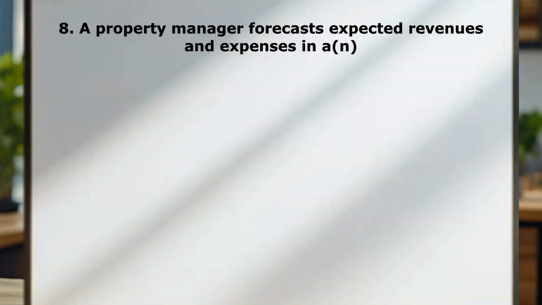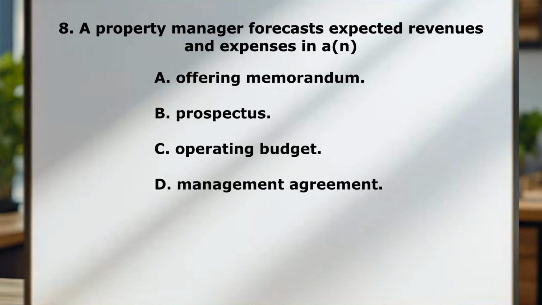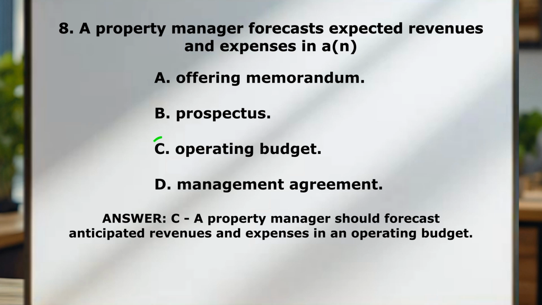Question number 8. A property manager forecasts expected revenues and expenses in A. Offering memorandum. B. Prospectus. C. Operating budget. D. Management agreement. Answer C. A property manager should forecast anticipated revenues and expenses in an operating budget.